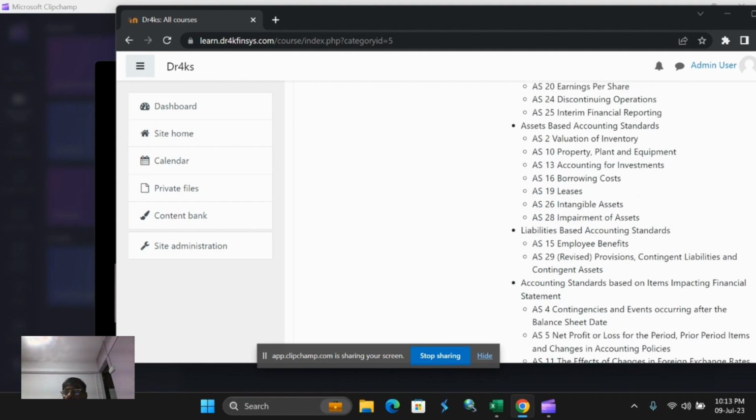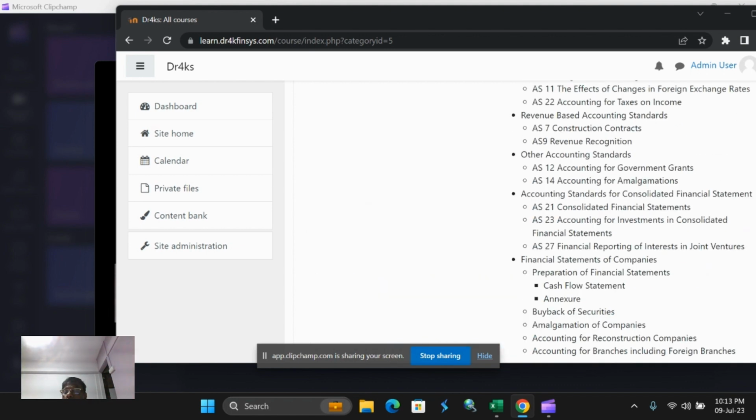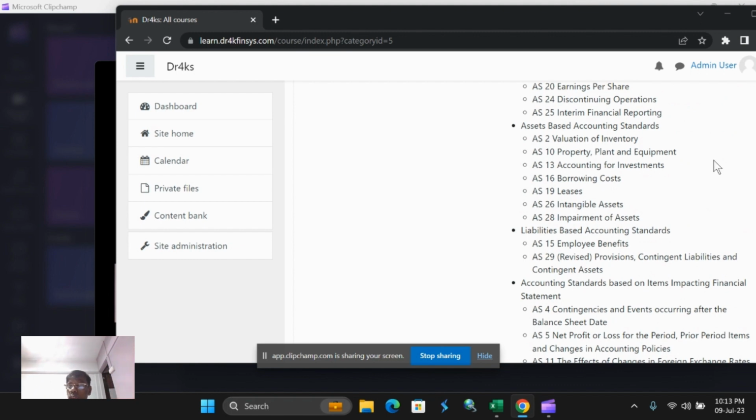Then coming to this category of accounting standards based on items impacting financial statements. Here again, you need to understand that every standard or every financial item has an impact on the financial statements. It is not only this particular category of items which impact financial statements. So this is just for the purpose of simpler classification of the total subject into different topics. This particular nomenclature has been used. So you should not think that other standards are not having any impact on the financial statements of a business.